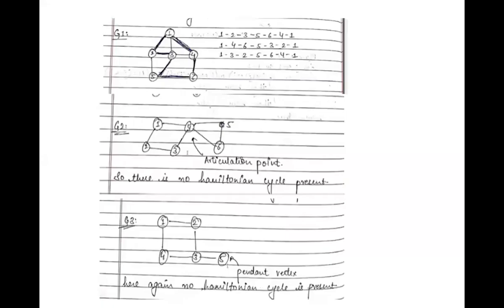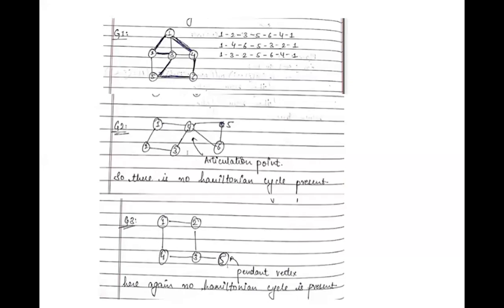See here, no Hamilton cycle is present because from vertex 5 there is no connection to the remaining vertices. So this type we call a pendant vertex. Here 5 we call a pendant vertex. This is an articulation point because this is the junction here. So we call it an articulation point.